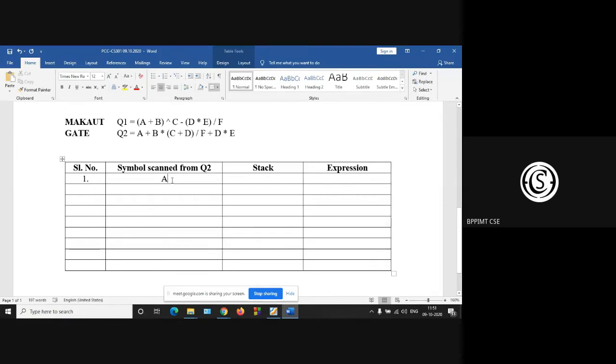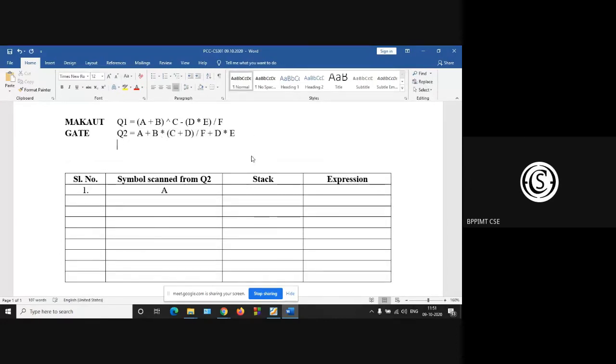As Q2 is given in this form, that is A plus B into C plus D divided by F plus D into E, there must be an opening bracket here and a closing bracket here.